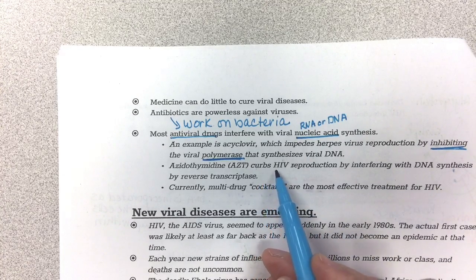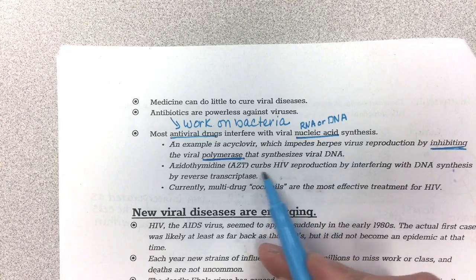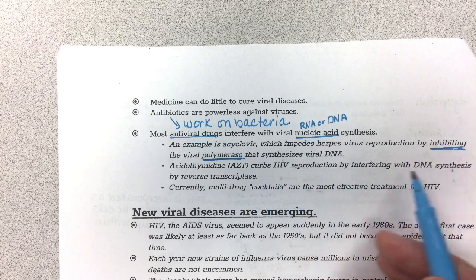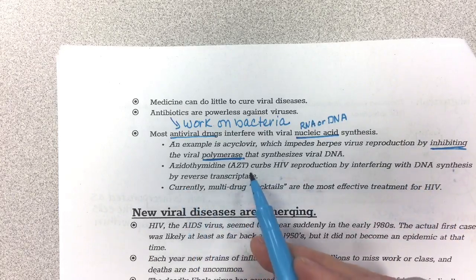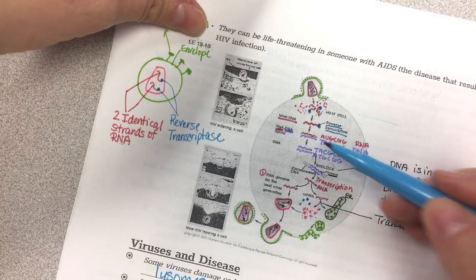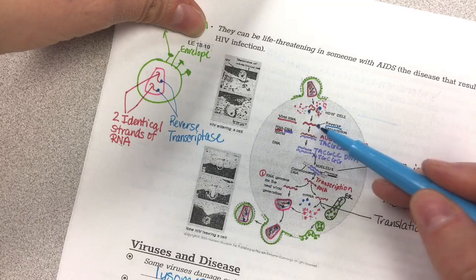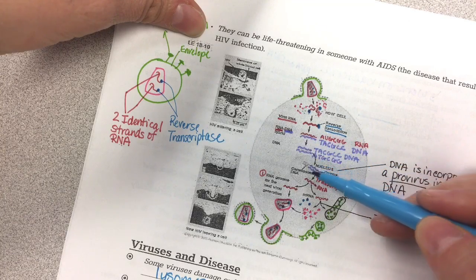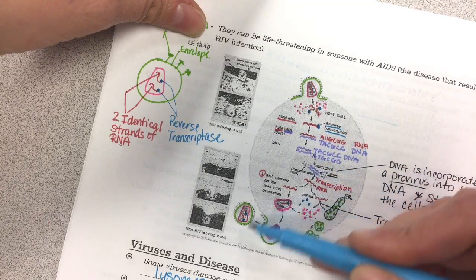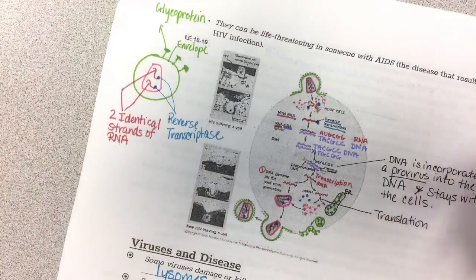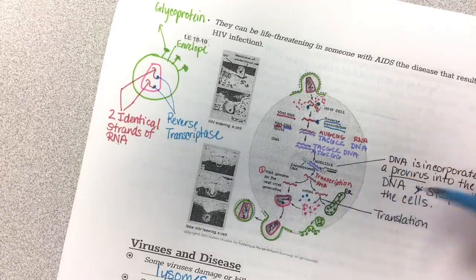AZT is a drug used against HIV. It curbs, stops, or slows HIV reproduction by interfering with DNA synthesis by reverse transcriptase. The same idea, going back to this picture, is that it stops this part here. If reverse transcriptase can't work, you can't make the DNA, which means it can't be inserted into the cell, which means it can't make new viruses, and you really slow the infection down in the body because fewer and fewer host cells are going to be infected.